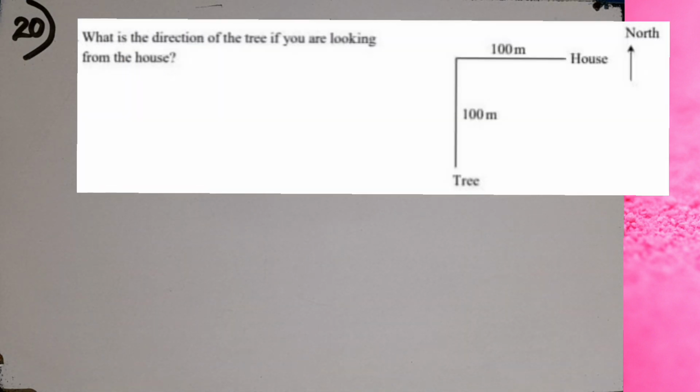Question number 20. What is the direction of the tree if you are looking from the house? House is marked in the figure. So the tree is in the southwest direction. So the answer is southwest.